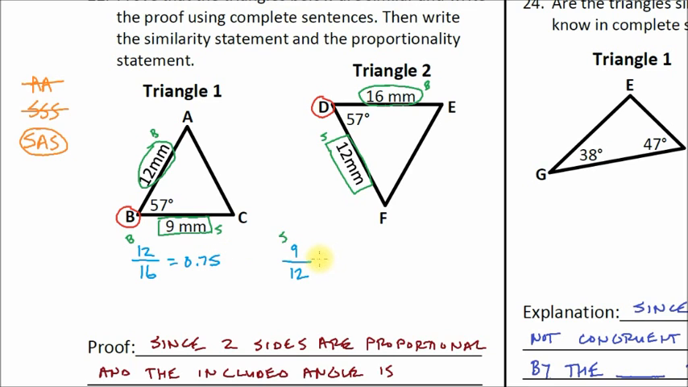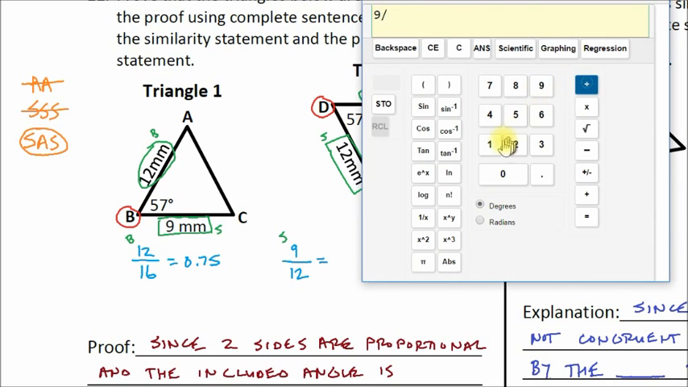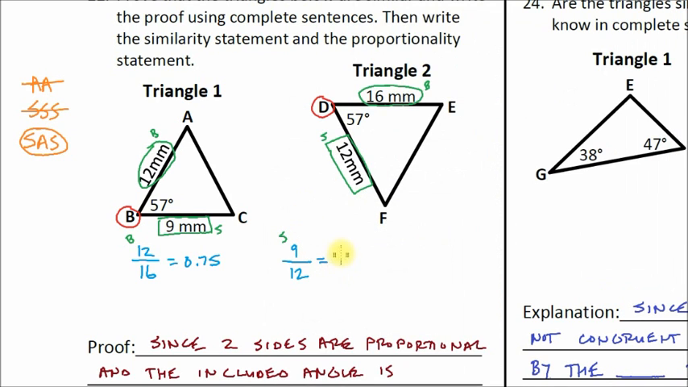Now if we can get the same value, same scale factor, or the same ratio for 9 over 12, then we can prove they are similar by SAS. Let's try that. 9 divided by 12 equals, bingo, 0.75. Now you've got to show me this so I can see your evidence. Here's my evidence. You marked that two angles are congruent. In fact, you should actually write that down. Angle B is congruent to angle D.